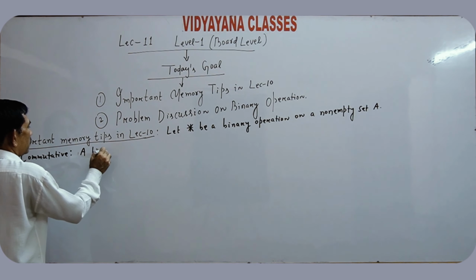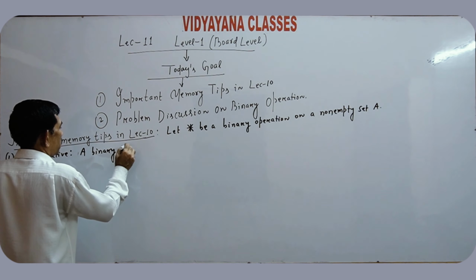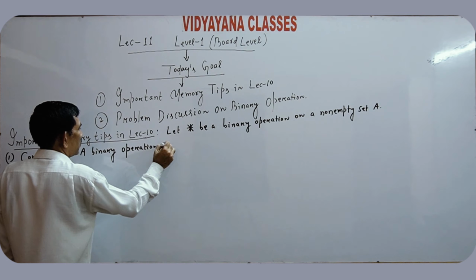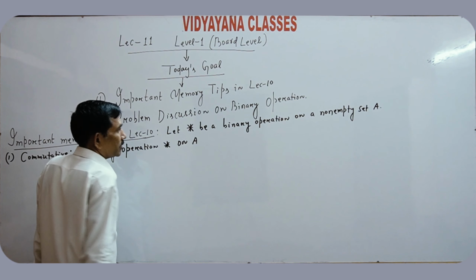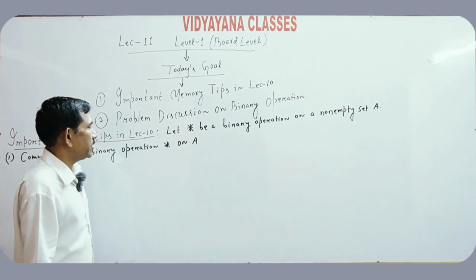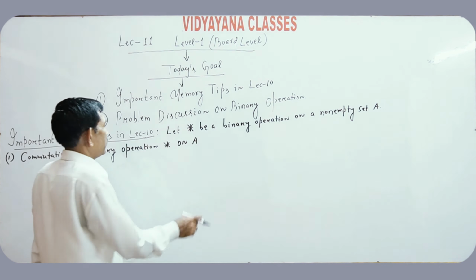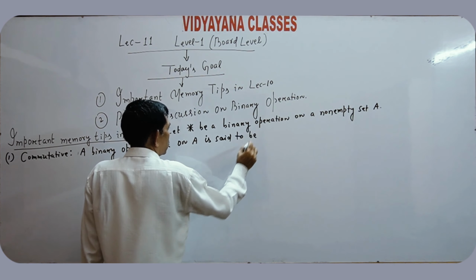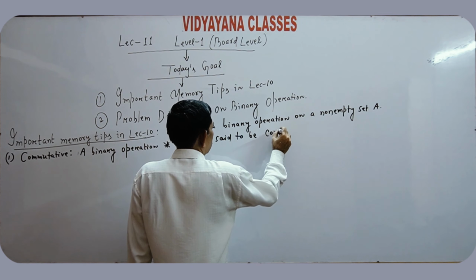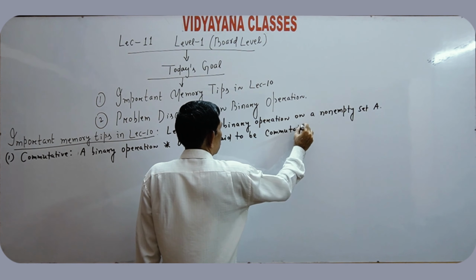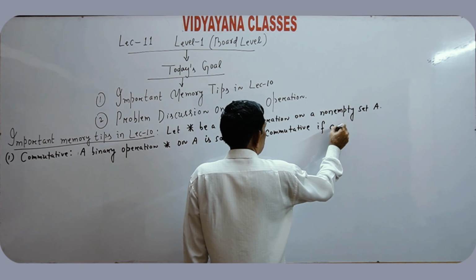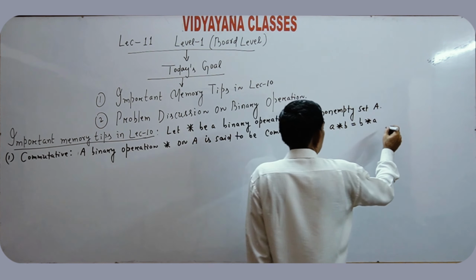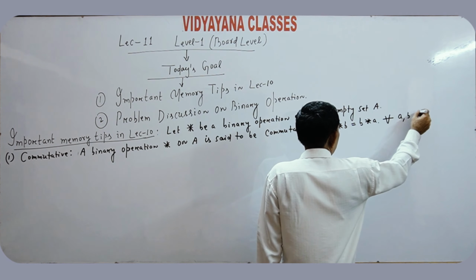A binary operation star on capital A, where capital A is a non-empty set, is said to be commutative if A star B is equal to B star A, for all A and B belongs to capital A.